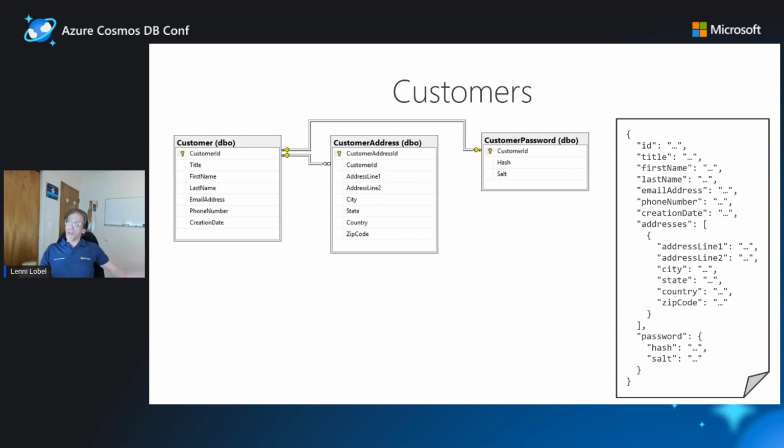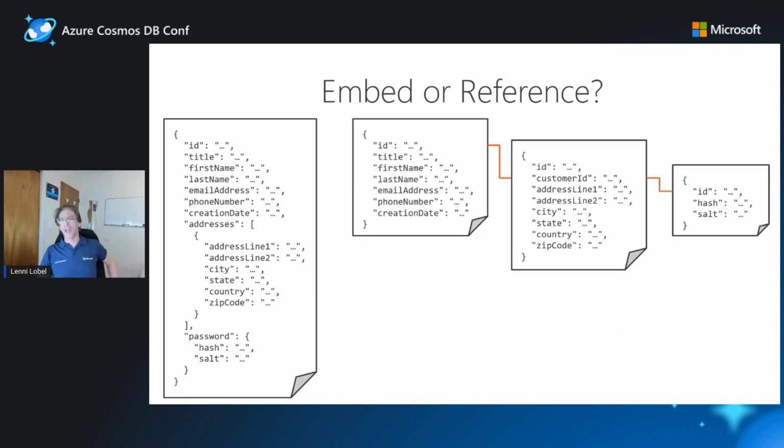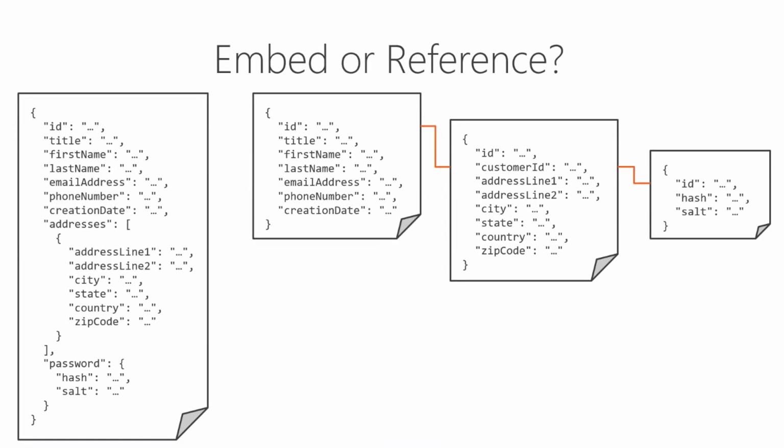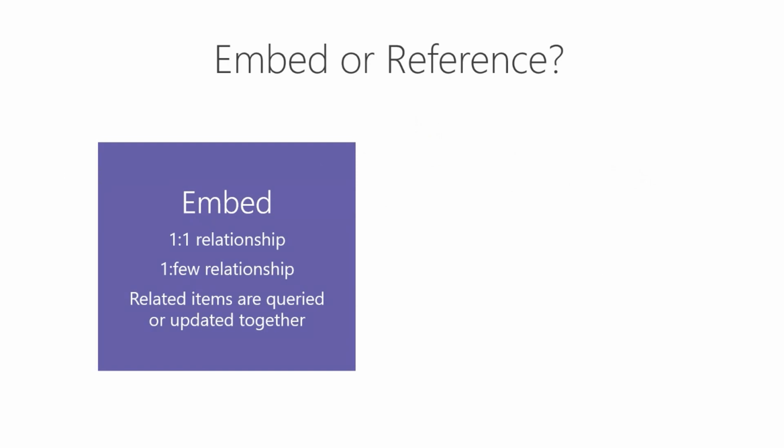So the question is, is it appropriate to do this? So do you embed like so, or do you reference like so? This is a very typical question that you'll ask during this process. So the rules aren't hard and fast, but the general rules are, if you've got a one-to-one relationship like we have in the case of a password, or a one-to-few relationship like you have in the case of addresses, then it would be reasonable to embed.